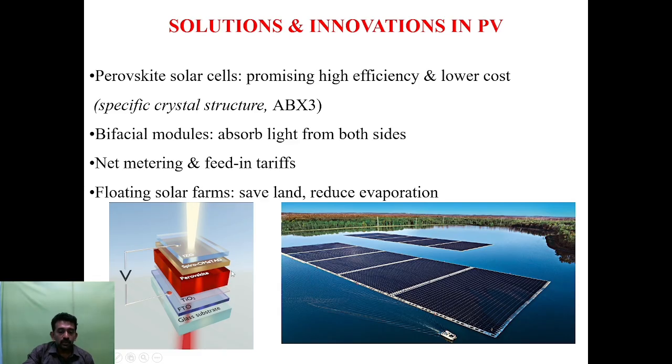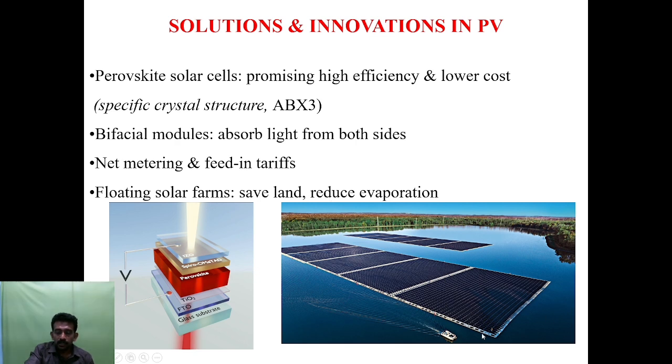And floating solar farms. The main aim of floating solar farms is to save the land and reduce the evaporation of the water. So it has dual advantages. In this we don't use the land, we can use the watery areas and make the solar cells float.